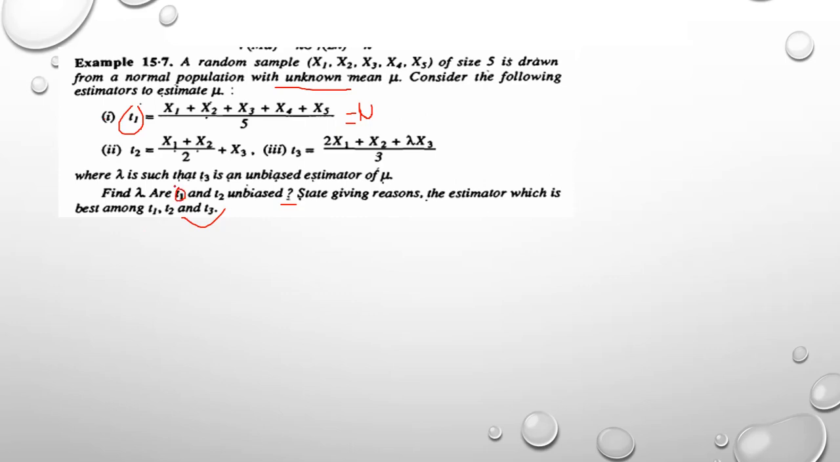Okay. Now question 2: T2 equals (x1 plus x2) by 2. Here you got mu. Again you are getting mu, which means 2 mu you got here. 2 mu. So it is not unbiased. This is not an unbiased estimator for the population mean.